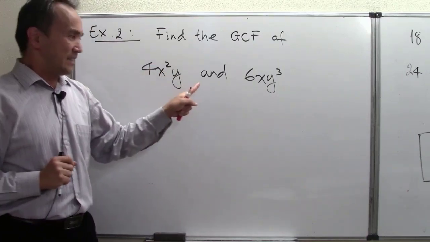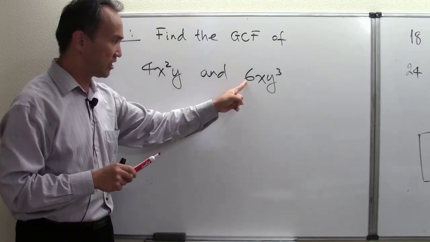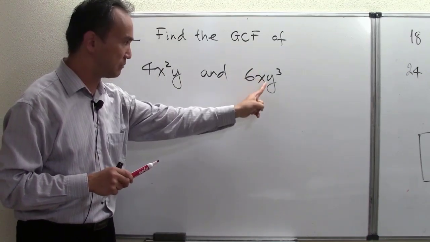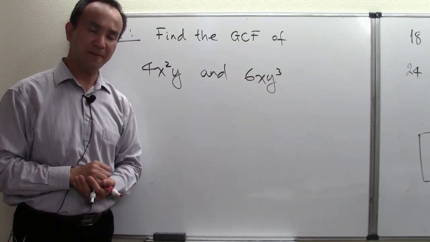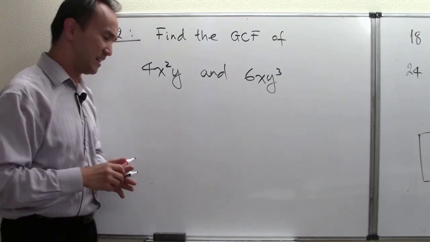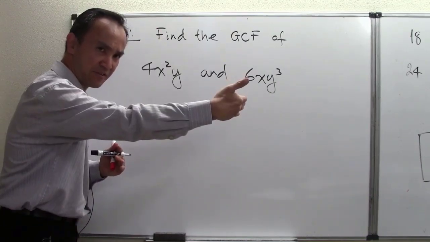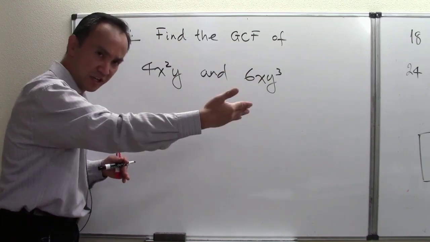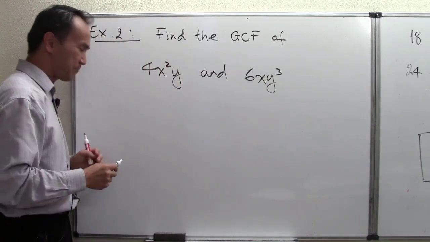And then aside from this expression, we have another algebraic expression: 6 times x to the first power times y cubed. All right, now let's find the GCF. The idea again is to apply the technique, the method that we've done in example 1 and seen in the illustration, exactly the same way here.